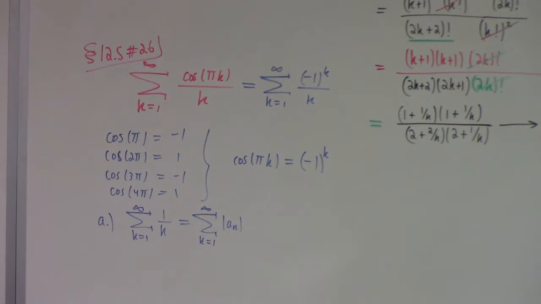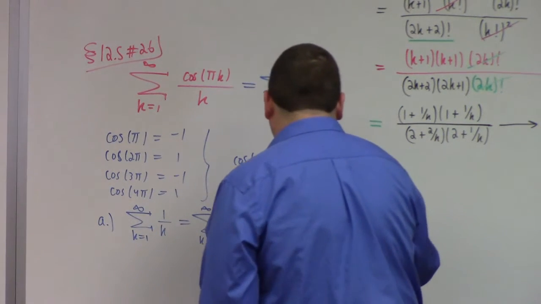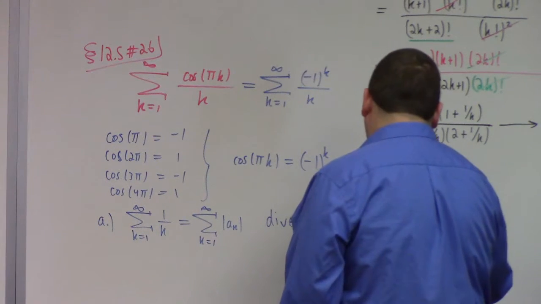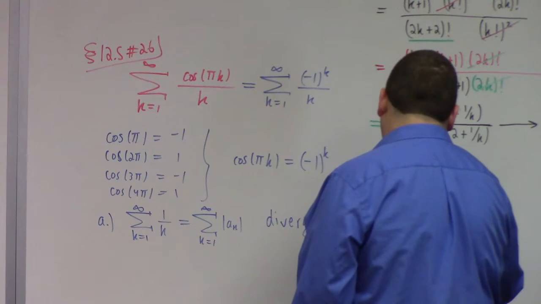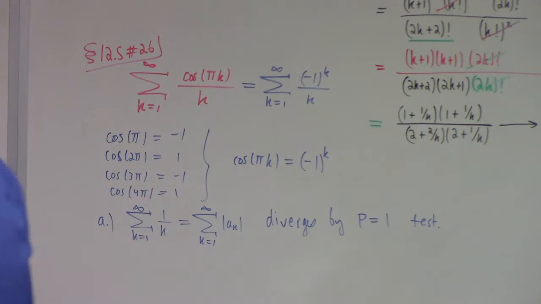The absolute value of the series is actually the harmonic series that diverges, by the p equals 1 test, or whatever you want to call it. It is the p equals 1 series, right? We know that that diverges. We applied the integral test back in the day to prove that.